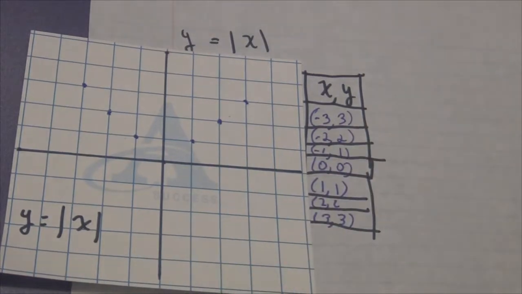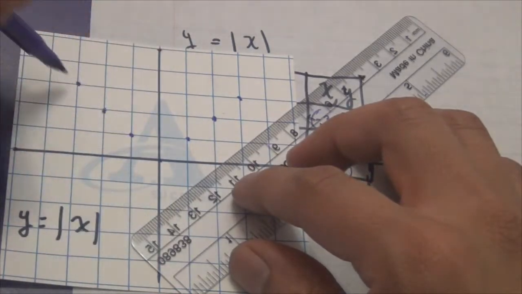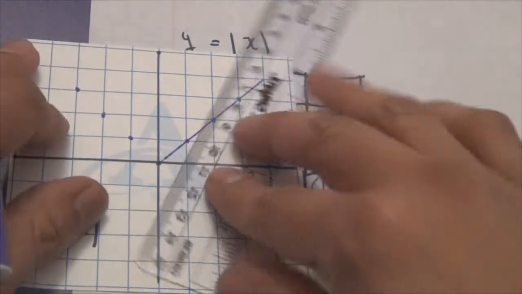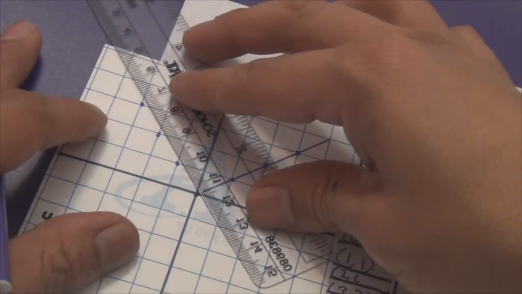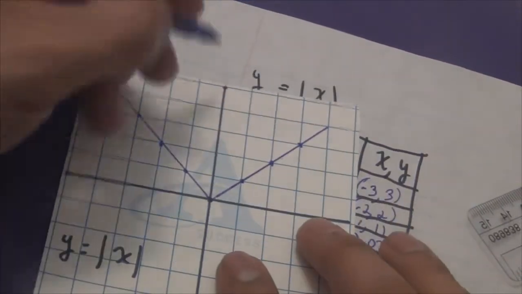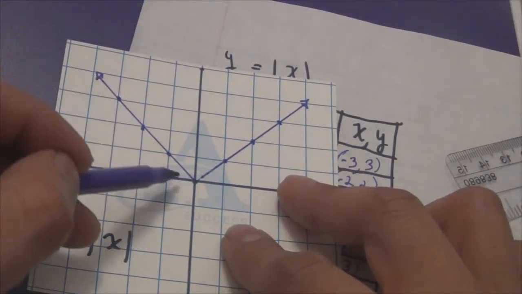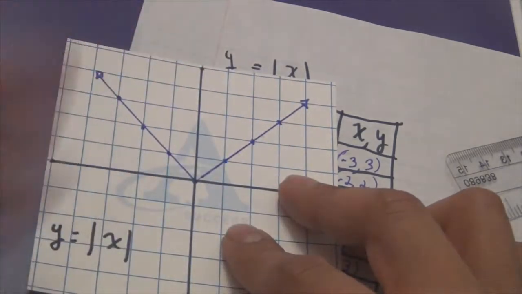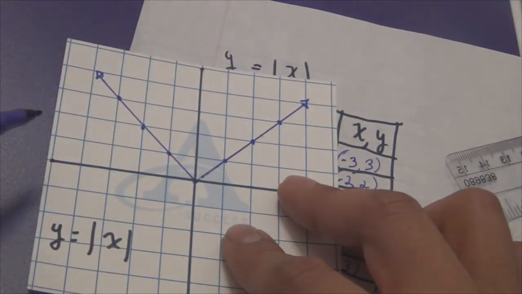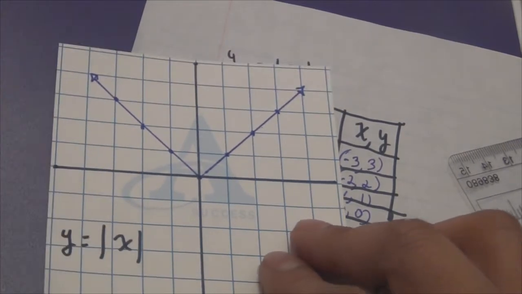You see that? This is the shape of an absolute value function. Now let me connect the points. You see what it looks like? Okay, so it's the shape of a V. If you were to describe this, you would say that this line is a reflection of this line over the y-axis. It's a reflection over the y-axis. As simple as that. Anyway, so this is your function graphed.